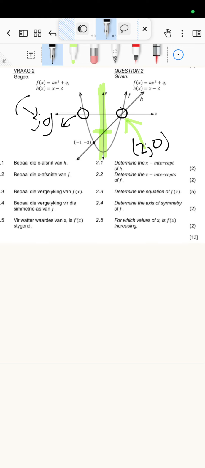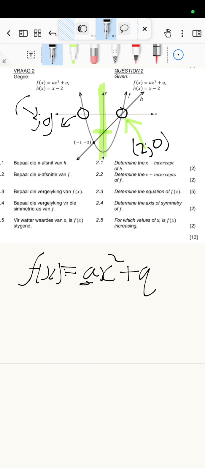Okay, continuing where we left off, 2.3. So now you want the equation of f. So what do you know? You know f of x is equal to ax squared plus q. So you want to know what a is, you want to know what q is.